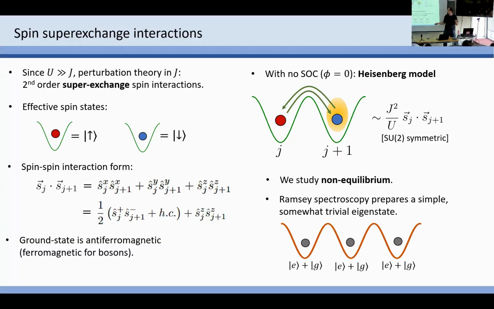I can write it more explicitly. I apologize if this is well-known stuff, but it has a Pauli XX plus Pauli YY plus Pauli ZZ, or alternatively a flip-flop term and an Ising term. Now, the ground state of this is antiferromagnetic for fermions and ferromagnetic for bosons, but I emphasize that we're really looking at non-equilibrium physics. And in the absence of spin orbit coupling, the Ramsey spectroscopy, the first pulse, would just prepare a pretty simple, somewhat trivial eigenstate of this Heisenberg Hamiltonian, just an equal superposition to which nothing happens.